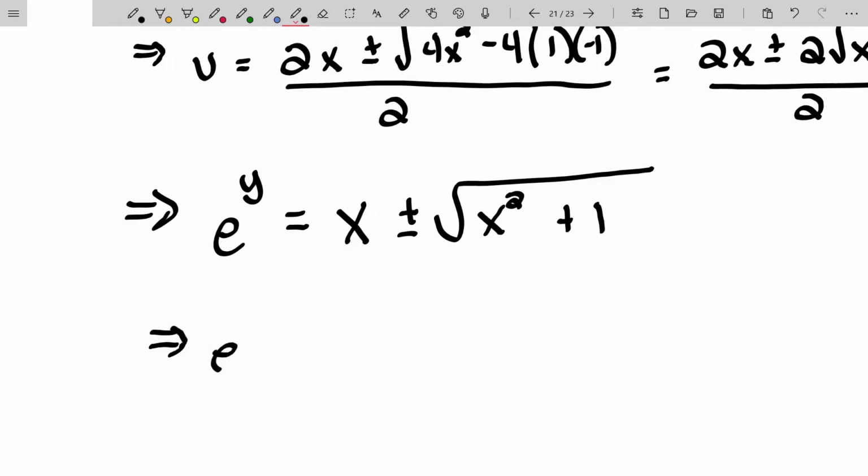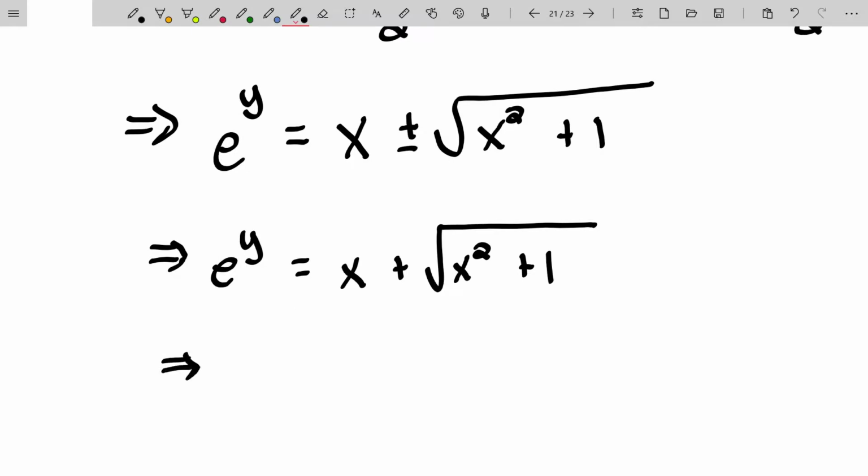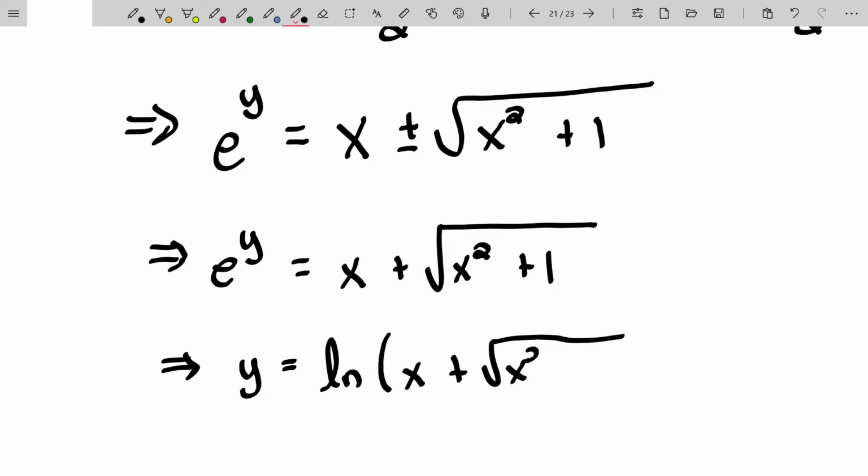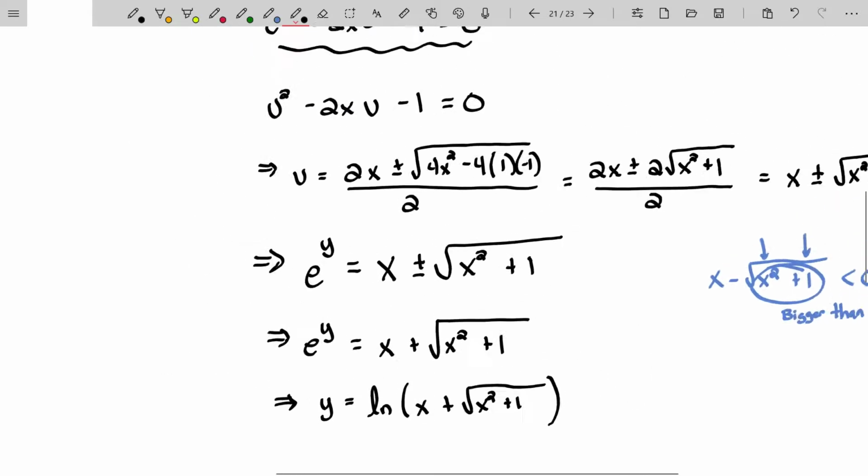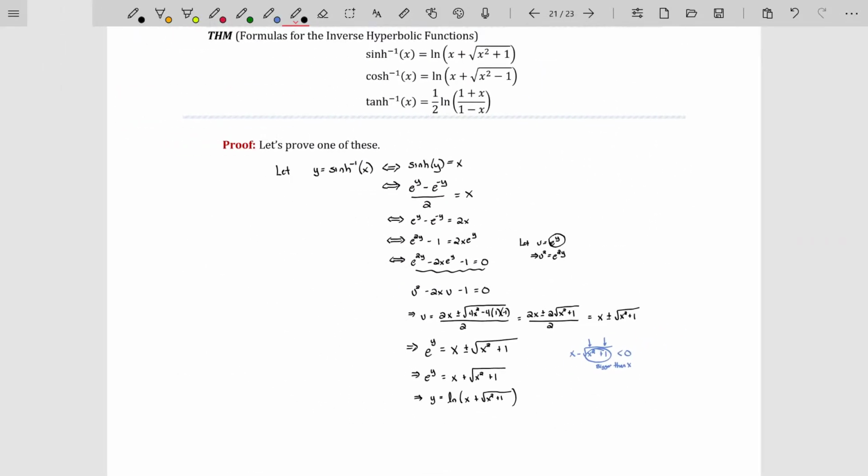And this will imply that e to the y is just x plus the square root of x squared plus 1. Take the natural log of both sides, and you get, finally, that y is equal to the natural log of x plus the square root of x squared plus 1, which is exactly what we wanted. Oh, you probably don't see that, but remember, y is the sinh inverse, sorry. So that tells us sinh inverse is the natural log of x plus the square root of x squared plus 1. Now, the only reason why I'm having this video is so that we could talk about the derivatives.